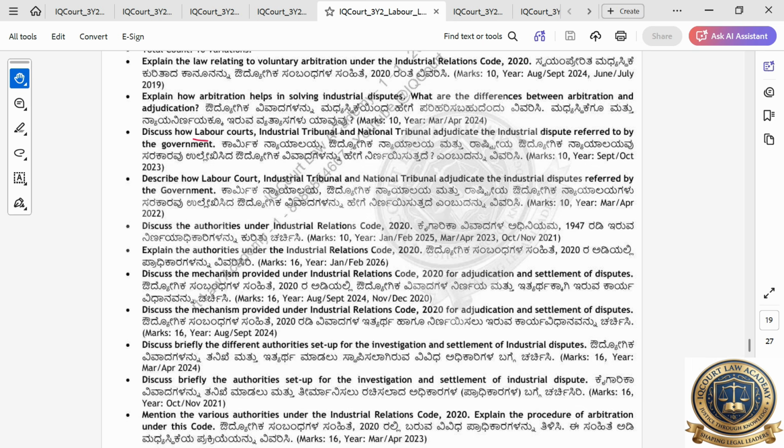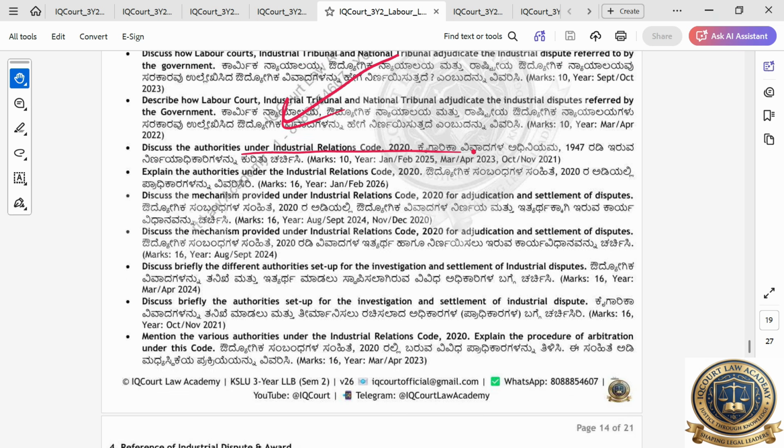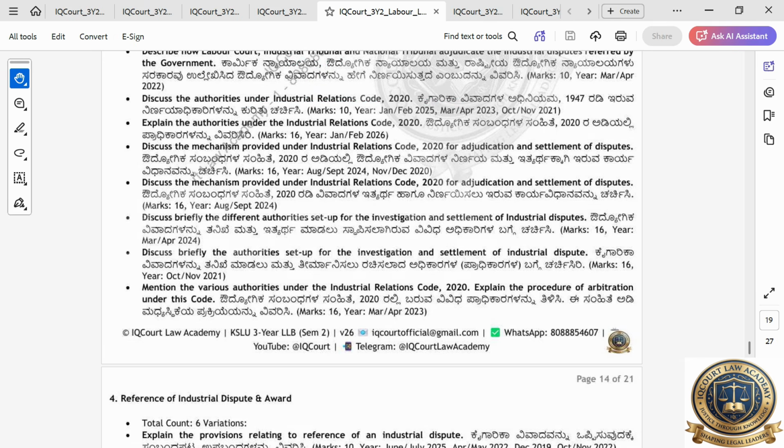Discuss how labor code, industrial code, criminal code were referred to by the English. See, now there is no labor code. Now directly it is the industrial tribunal. Okay. Discuss the authorities under the Industrial Relations Code. We explained this question in the extra questions. Explain the authorities under the Industrial Relations Code.